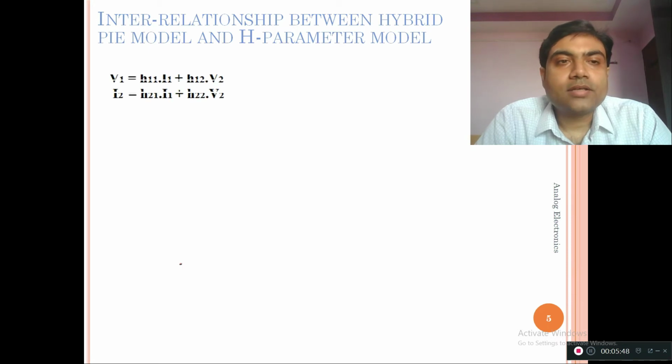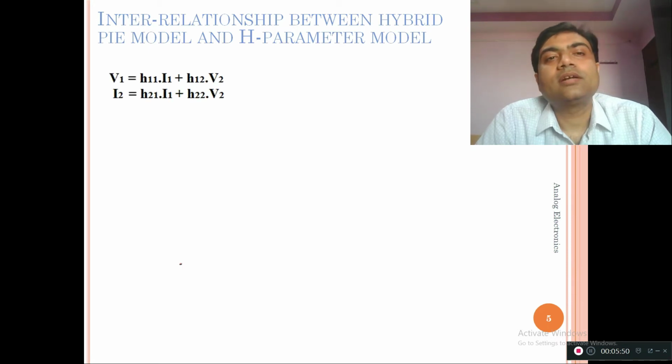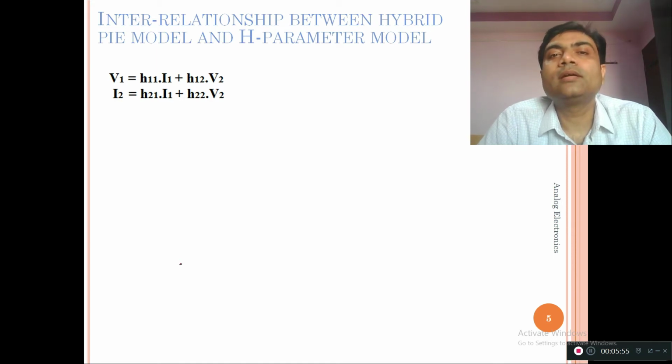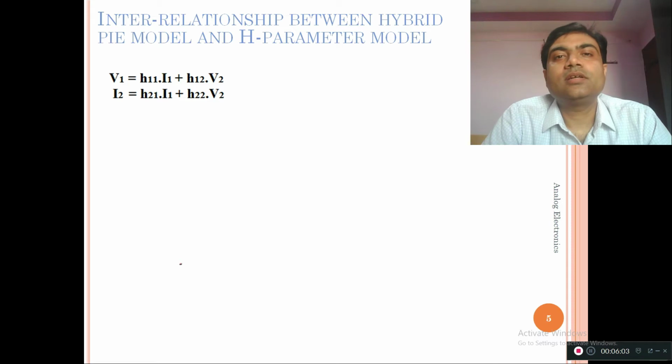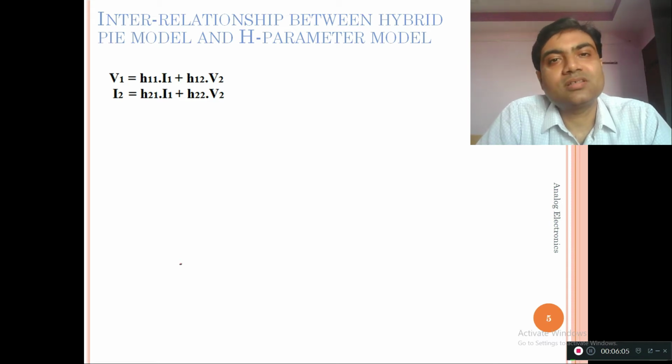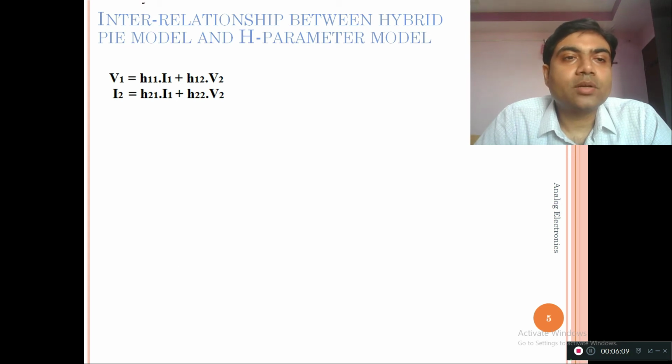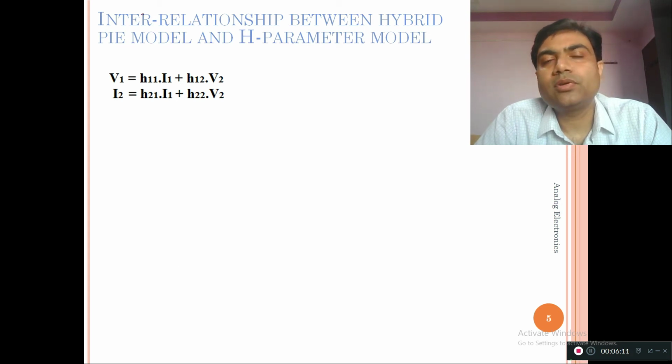Let me revise one thing for you, because we are discussing the low frequency H parameter model and we are interested in calculating the components present in the pi model by using the H parameter model. Then it is important to revise the H parameter equations which we already studied in case of the common emitter transistor. So this is the popular H parameter equation: V1 equals h11 I1 plus h12 V2, and I2 equals h21 I1 plus h22 V2.